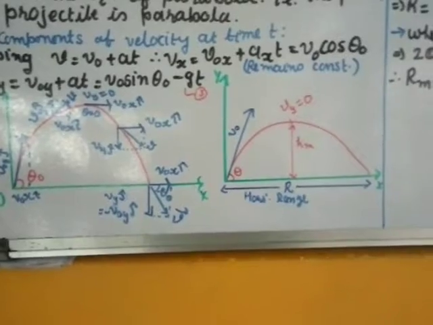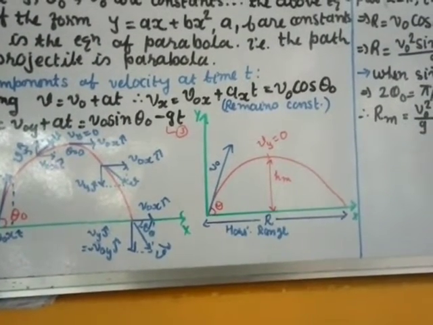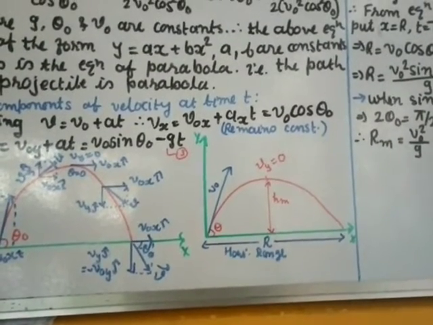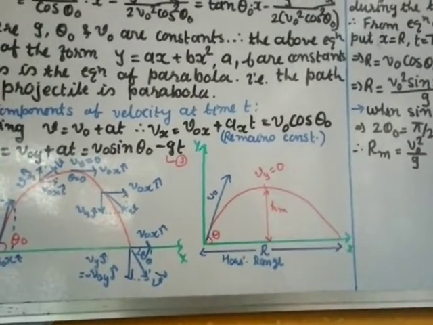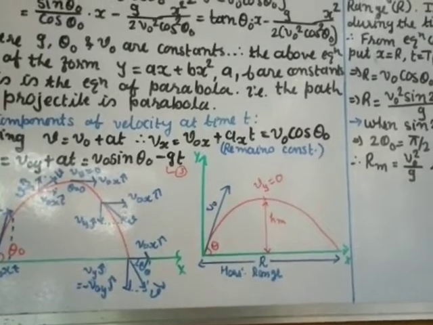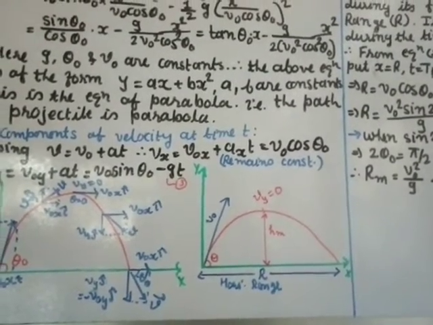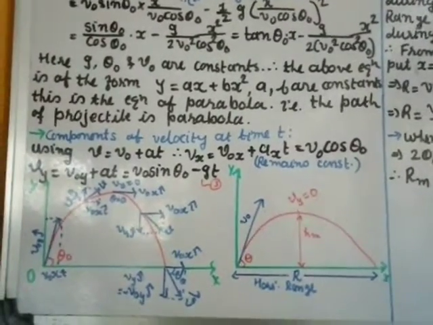Example 4.8. A hiker stands on the edge of a cliff 490 meter above the ground and throws a stone horizontally with an initial speed of 15 meter per second. Neglecting air resistance, find the time taken by the stone to reach the ground and the speed with which it hits the ground. Take g equal to 9.8 meter per second square.